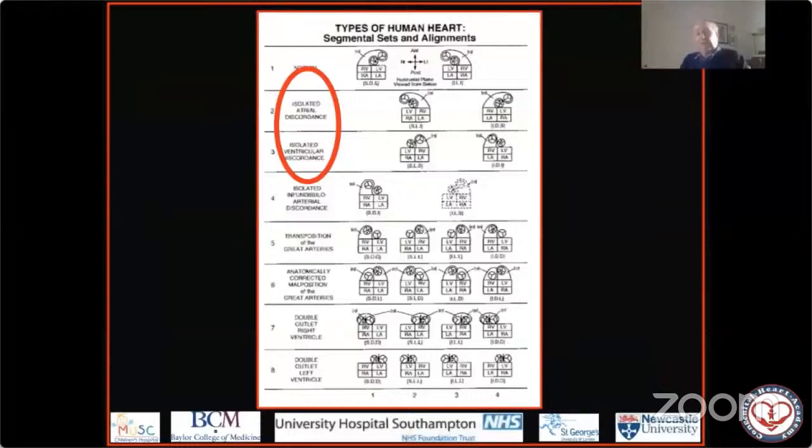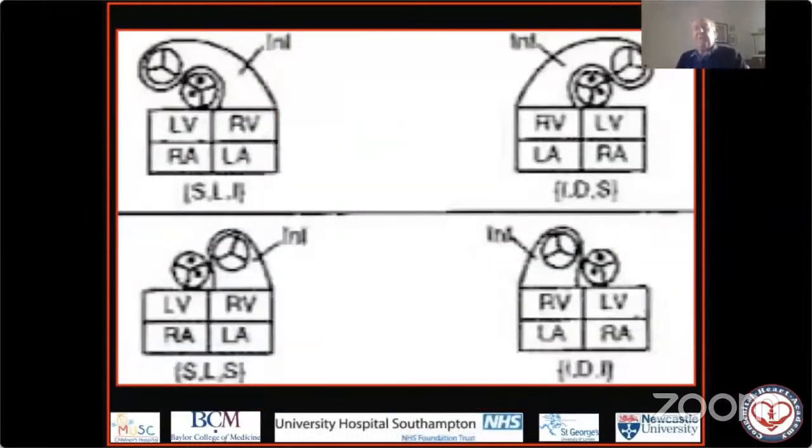Now, it's difficult for you to appreciate what's going on when this is in the middle of such a complicated table. So I've blown it up here, and I'm sorry it's a little bit fuzzy, but this was the best I could do with the diagram I had at my disposal. And on the top now, you see the sets that Richard calls isolated atrioventricular discordance. And I'm going to compare that with the lower sets, which he calls isolated ventricular discordance, because in reality, there is not that much difference between them.